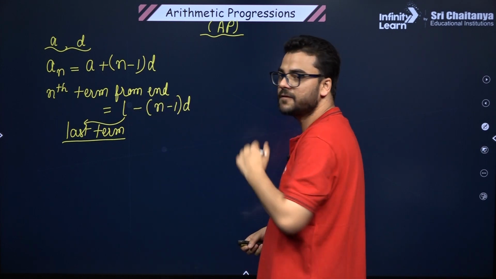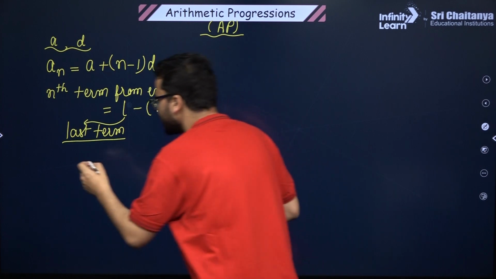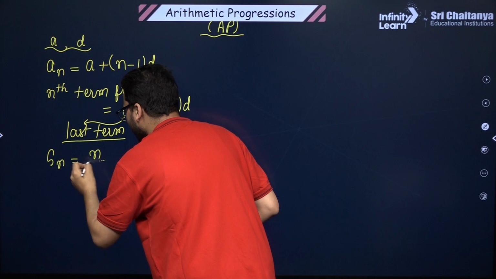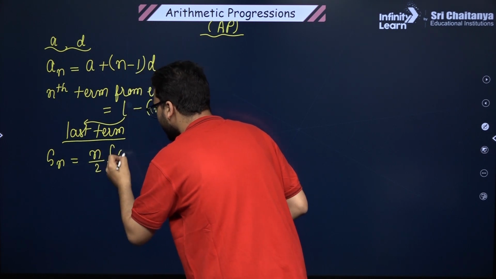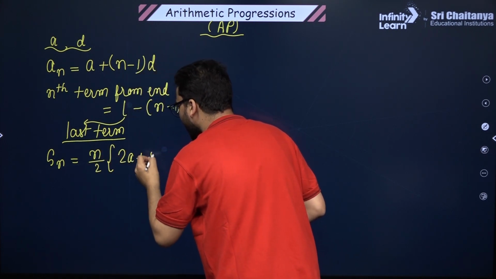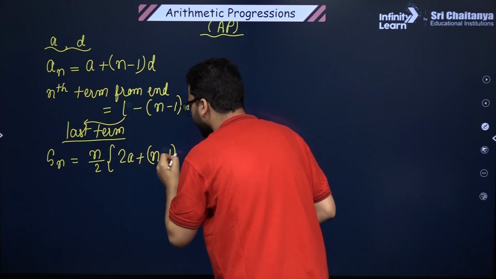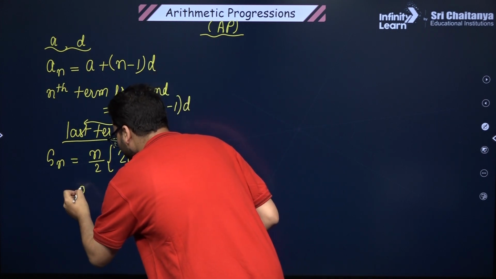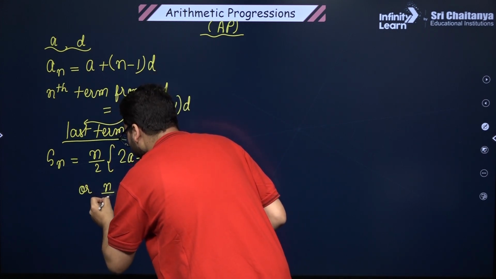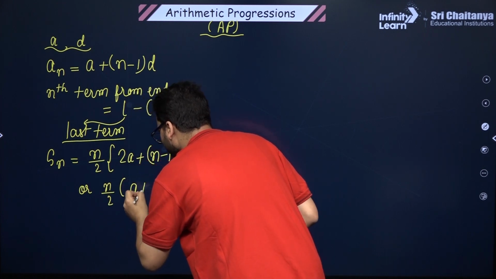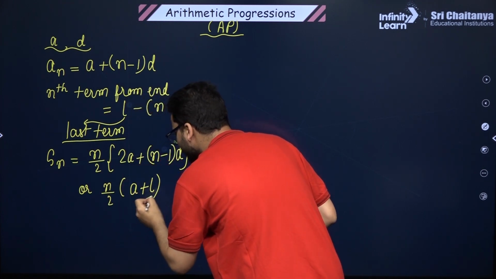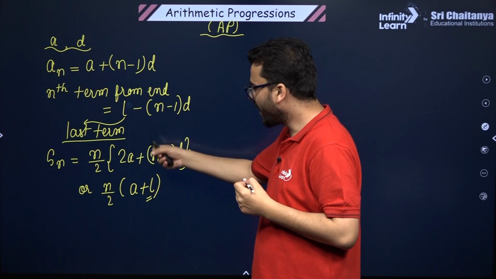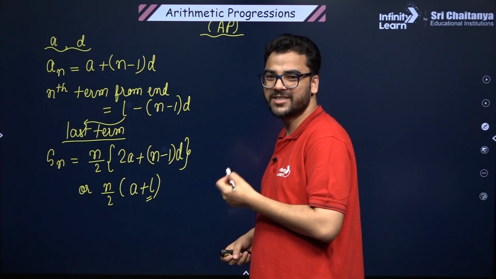Now you have got sum of the first n terms of this AP, which you write as Sn. So sum of the first n terms of an AP is n by 2 into 2a plus n minus 1 into d, which you also write like this: n by 2 into a plus L. So it depends, when L is given, you will use this formula. It will save your time considerably. So I hope this is clear to every student watching this.